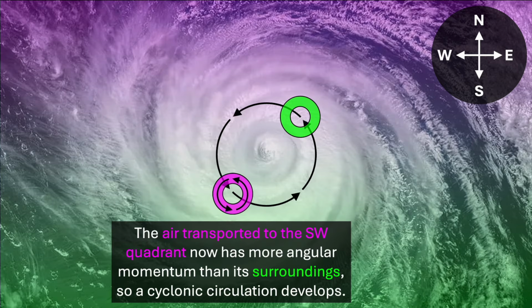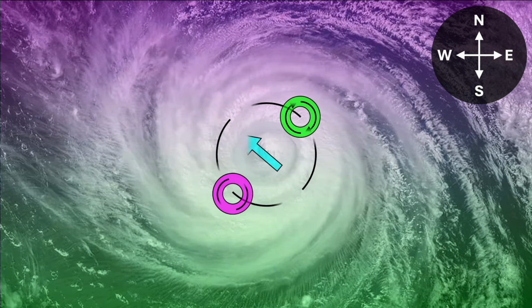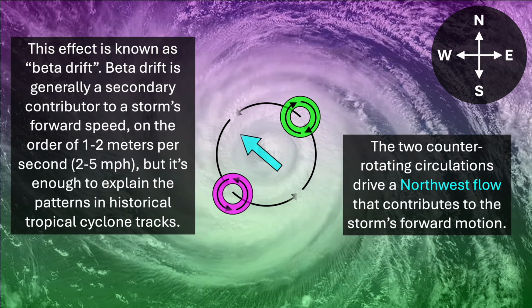The air transported to the southwest quadrant now has more angular momentum than its surroundings, so a cyclonic circulation develops. The air transported to the northeast quadrant now has less angular momentum than its surroundings, so an anticyclonic circulation develops in the opposite direction. The two counter-rotating circulations now drive a northwest flow between them that contributes to the storm's forward motion. This effect is known as beta drift.